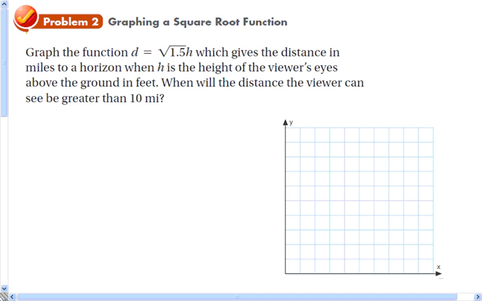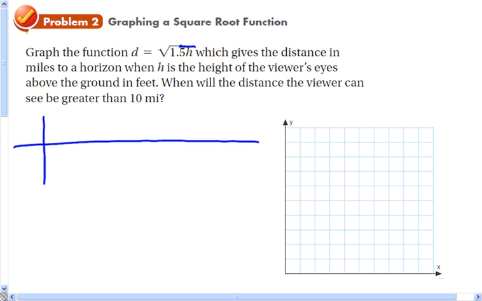All right, we're going to try and graph this function. I need to fix something here. I think it's supposed to be this, where the radicand is 1.5h. So this gives the distance in miles to the horizon when h is the height of the viewer's eyes above ground in feet. When will the distance a viewer can see be greater than 10 miles? Okay, we're going to make a table of values to help us with this one.